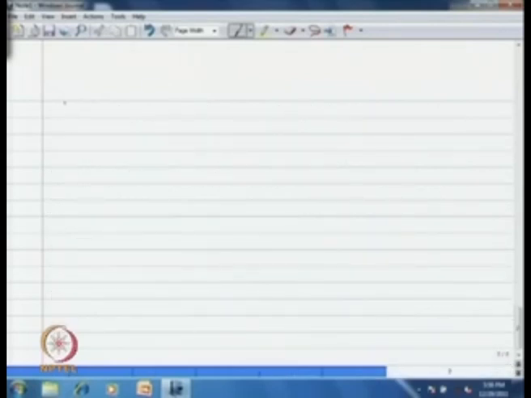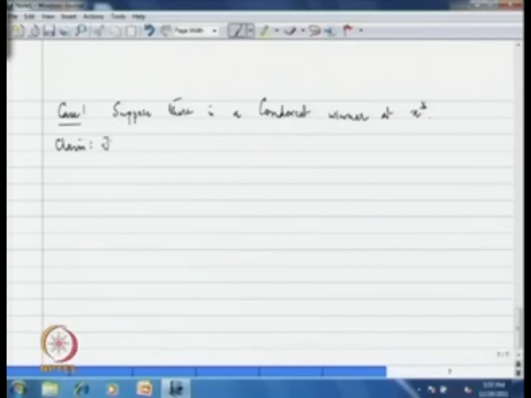So, we shall start with the first case, case 1. Suppose there is a Condorcet winner, suppose x star. Now, to show that there is a Nash equilibrium in this case. My claim is that the Nash equilibrium is where each of the two candidates choose x star. This is a Nash equilibrium. Now, proof.